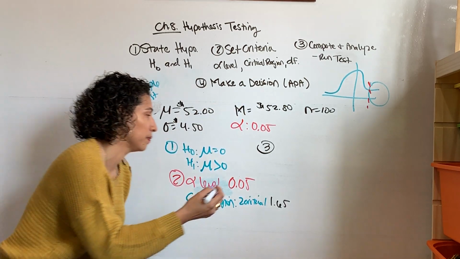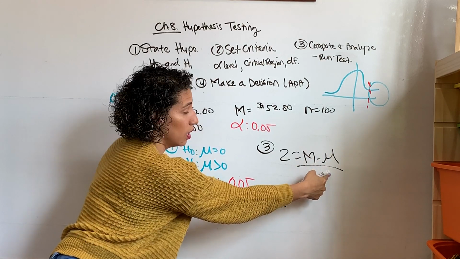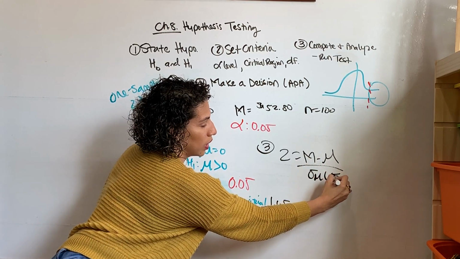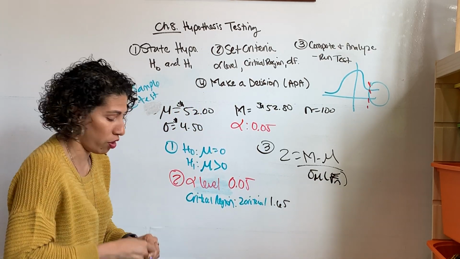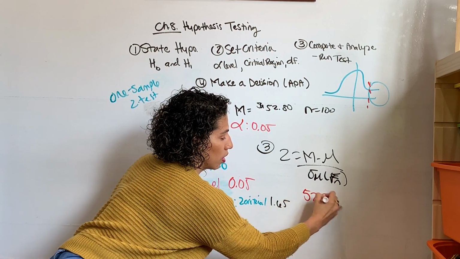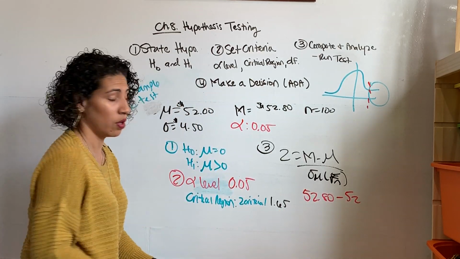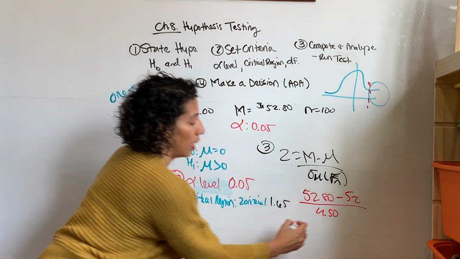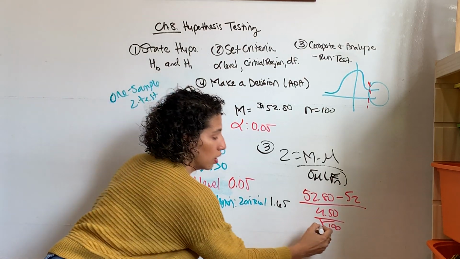So let's see what that looks like. So z equals the sample mean minus the population mu, over the standard error of M, which is standard deviation over square root of n, right? That's your standard error of M formula. And so let's plug in our numbers. What is the mean of our sample? 52.80, right? What is the mean of our population? 52. What is the standard deviation? 450. What is the sample size? Square root of 100. Hopefully we know square root of 100 quickly turns into 10.